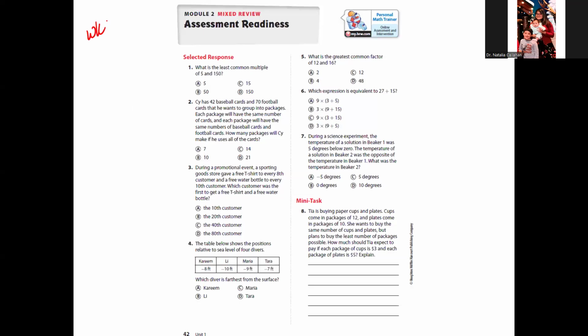Okay, this is for week 5, Tuesday, Q1, math 6. Go ahead and read question number 1. What is the least common multiple of 5 and 150?